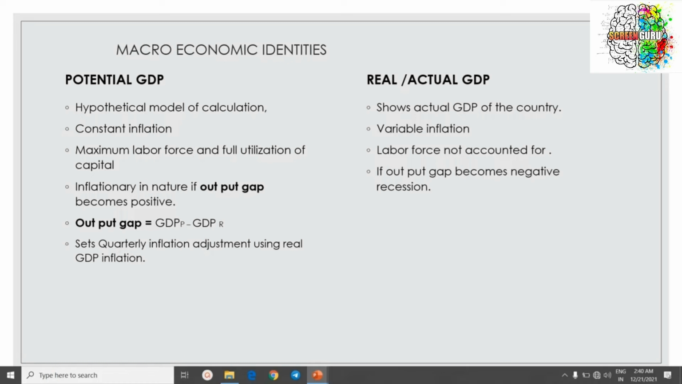So what is the benefit of potential GDP estimation? It will give you an understanding of the deviation in the economy. The output gap, as I've mentioned, is the difference between the real GDP and potential GDP. Output gap being positive means the actual GDP of the country is growing above potential GDP, and output gap being negative means the actual GDP of the country is coming below the potential GDP. When the output gap is positive, it will give an inflationary trend to the economy.